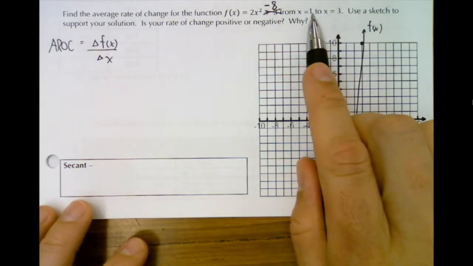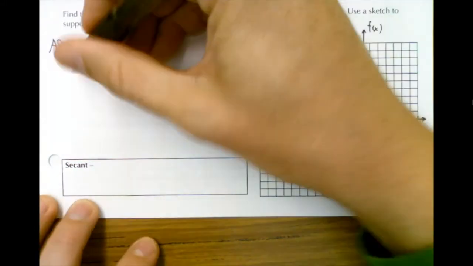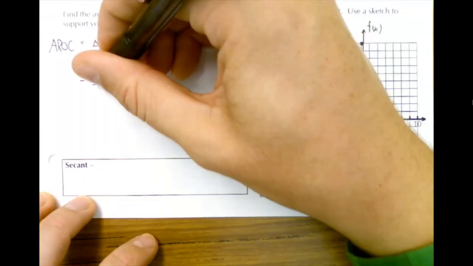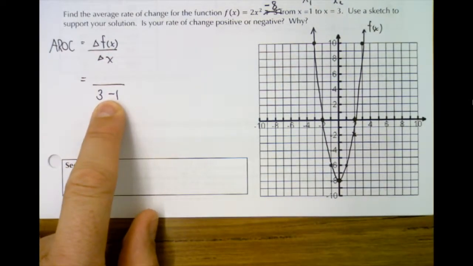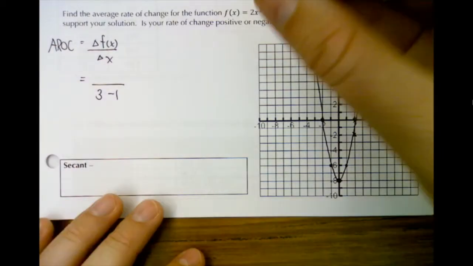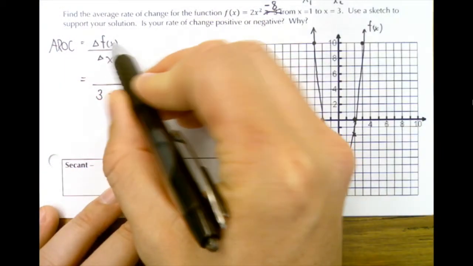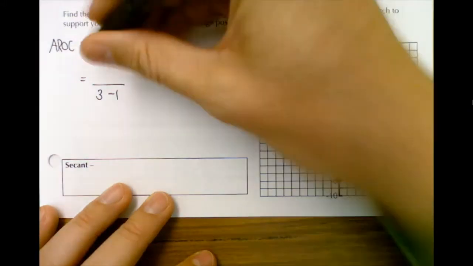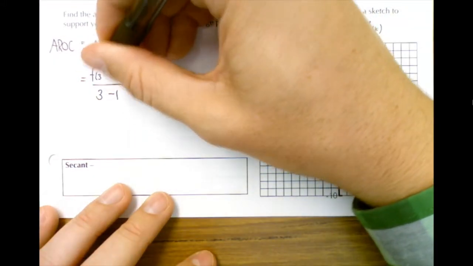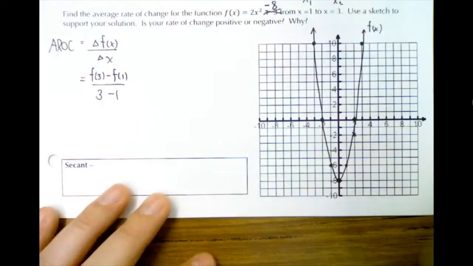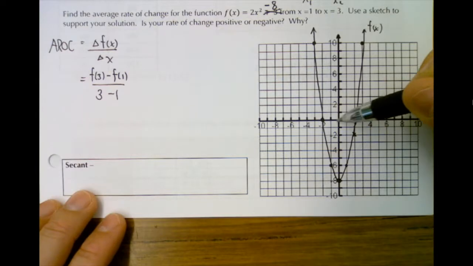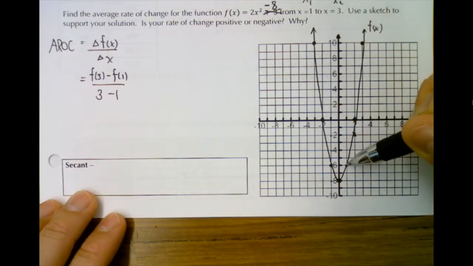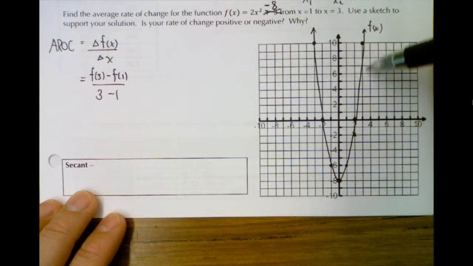Well, our x's are changing from 1 to 3, so that would be 3 minus 1, because this would be your x2, that would be your x1. x2 minus x1 is 3 minus 1. y2 minus y1, we're not going to call it y2 because in this case it would be the function at 3. So f at 3 minus f at 1. So what is f at 3? What is f at 1? Well, f at 1 is negative 6, and f at 3 is 10.